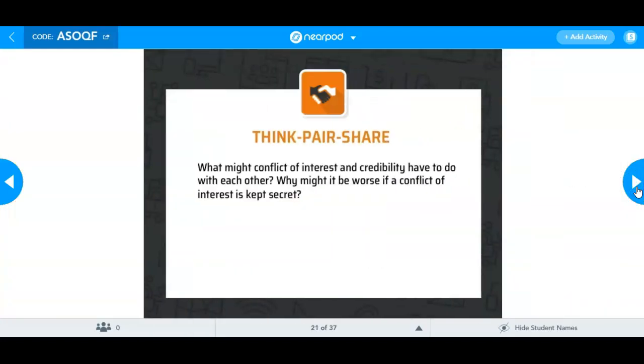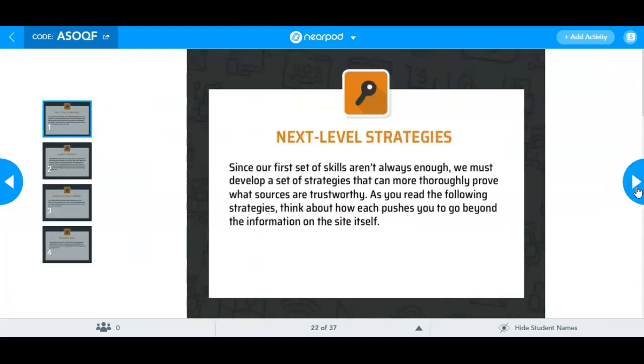They will then complete a think, pair, share, answering the question, what might conflict of interest and credibility have to do with each other? Answering how they are related and why it might be worse if a conflict of interest is kept a secret. They will go through a few more content slides.